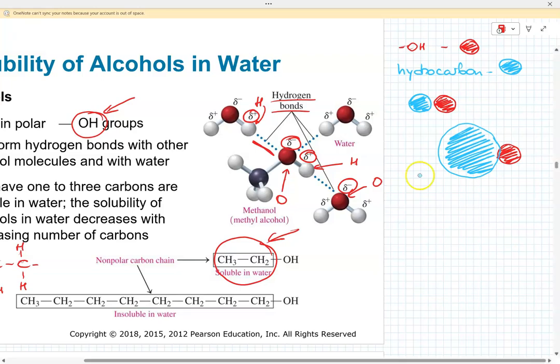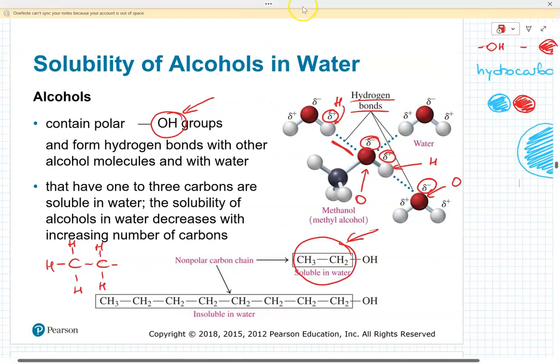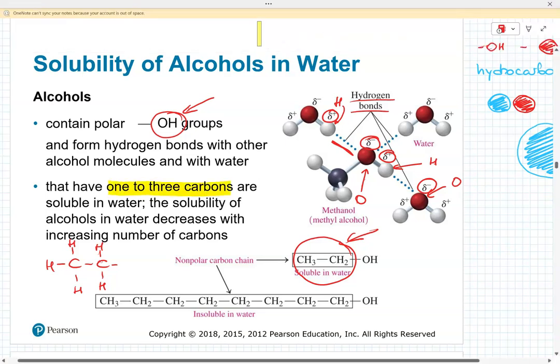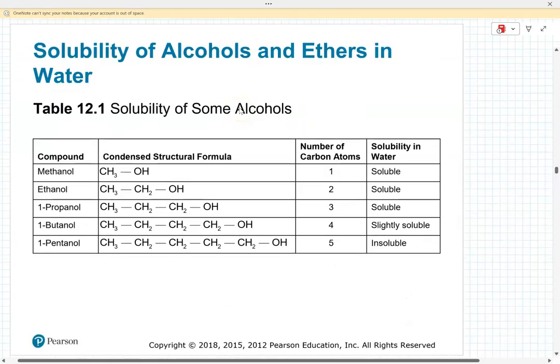So basically, with one to 3 carbons, these alcohols will be soluble in water: methanol, ethanol, and propanol. Butanol, slightly soluble. Okay? Pentanol, already insoluble.